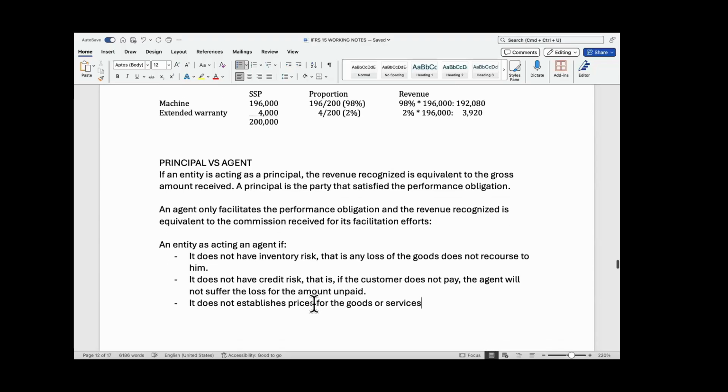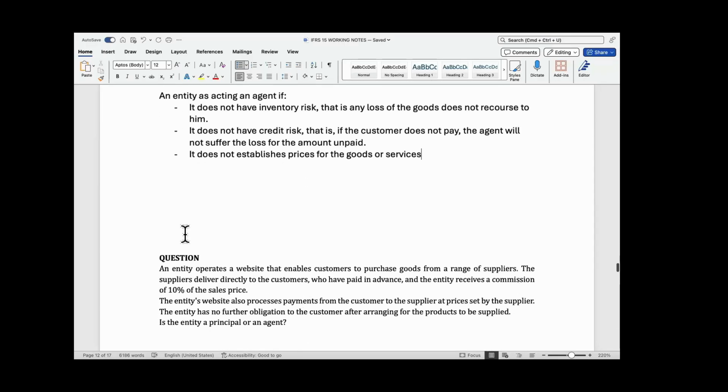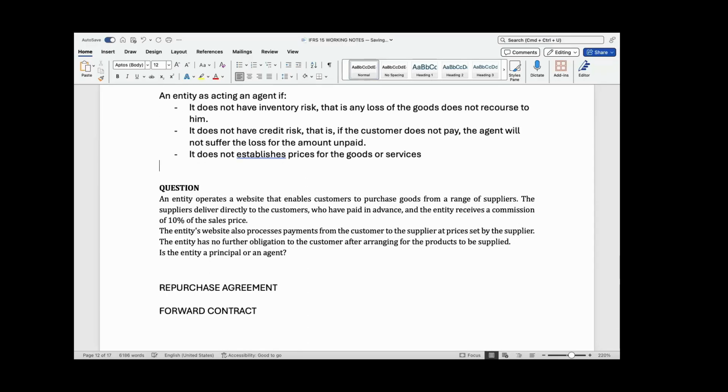And of course, you're not the one that is going to satisfy the performance obligation. You're not the one that is going to get the actual work done. If the other party is the main person getting the actual work done, then you should know that you are acting as an agent. Now, an example is this.